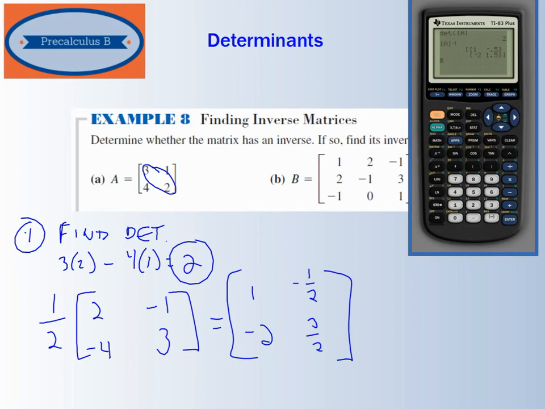Once again, the calculator is a very strong tool. You should be able to find the determinant and an inverse of a 2 by 2 matrix. You need to know how to do that. You may be asked to do that without a calculator. All right? But for part B in this problem, you're not going to be asked to do that without a calculator.